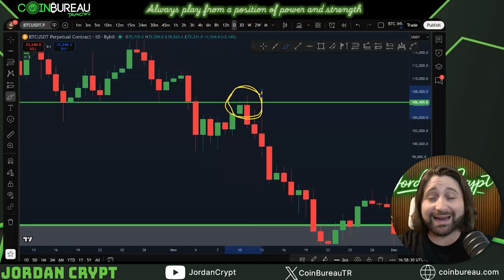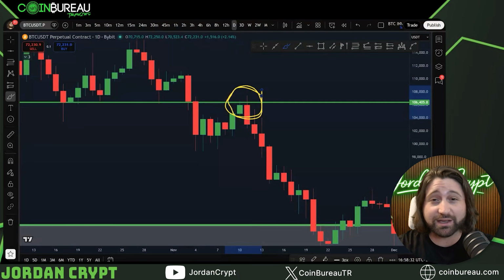Remember to always try and add as much confluence as you can to each entry with at least 3 to 5 indicators giving you the same directional signal. You can combine these support and resistance levels with trend lines, moving averages, candlestick patterns, volume, or any other indicators that you enjoy using in your trading plan.